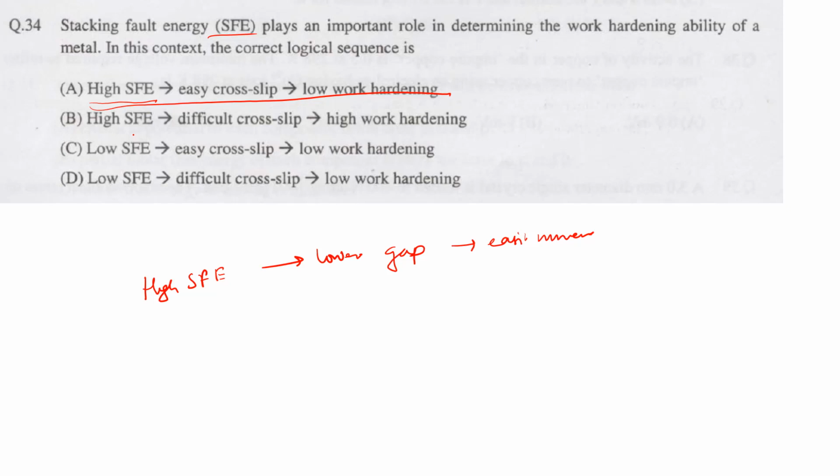High SFE, difficult cross slip, no. Low SFE, easy cross slip, no, right? Low SFE means higher gap. Then low SFE, difficult cross slip, okay, yes, it is correct, but low work hardening, this is incorrect, right? Because if difficult cross slip is there, then work hardening should also be greater, right? So option A is the only correct answer.